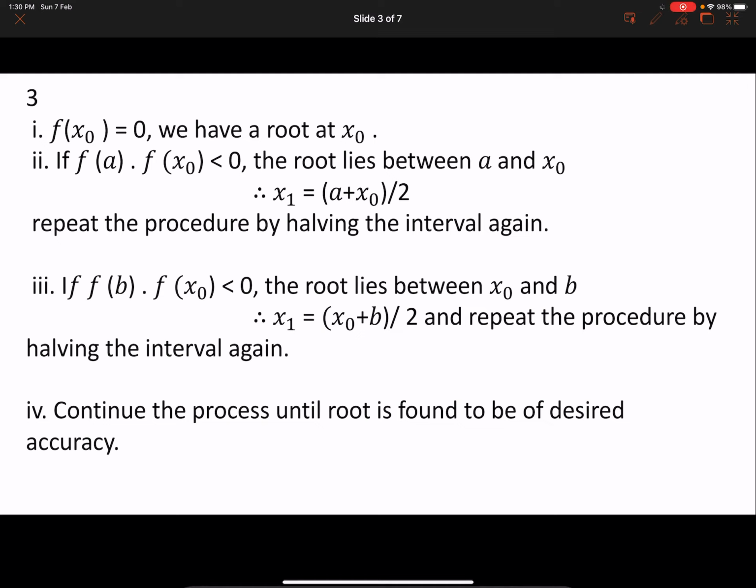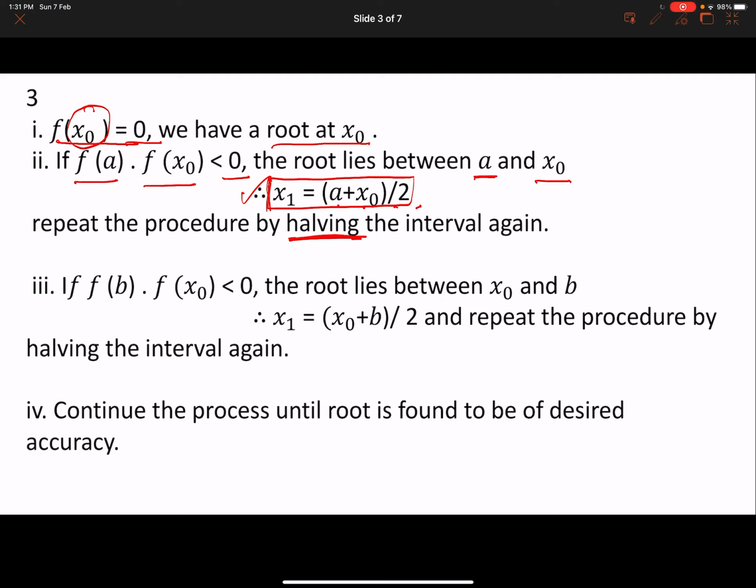First, either f(x0), the first approximation which you have taken, takes the value 0 at this approximation. It means that we have a root at x0. If f(x0) is less than 0, then the root lies between a and x0. And in this case, our next approximation x1 is (a + x0) by 2. And keep on repeating the procedure by halving the interval again.